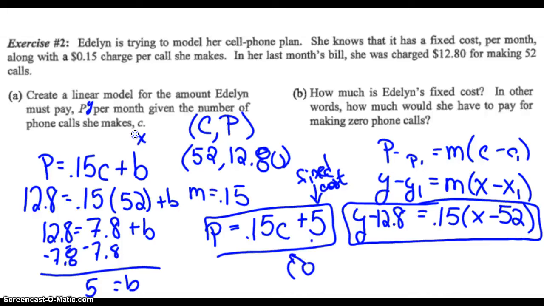Another way you could do it, over here, now I've put the P's back in there, P minus 12.8 equals 0.15 C minus 52. So if you wanted to leave it in this form, you would again just say, okay, the C right here is 0. You would multiply the 0.15 times the negative 52, and then add over the 12.8, and you would still come out with that value of 5.